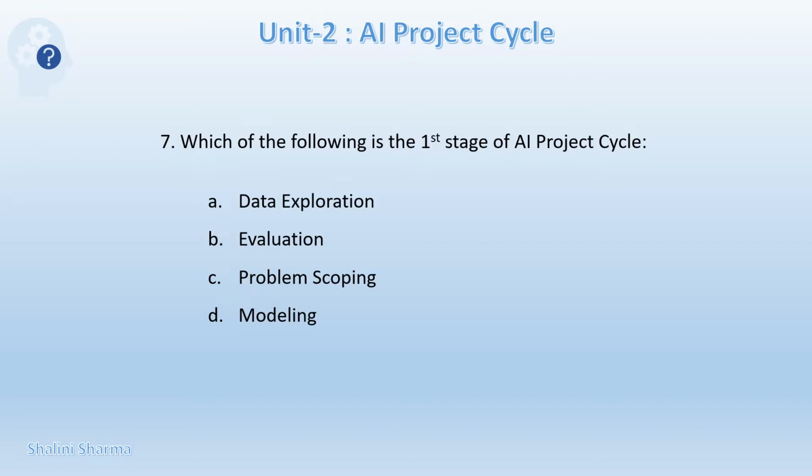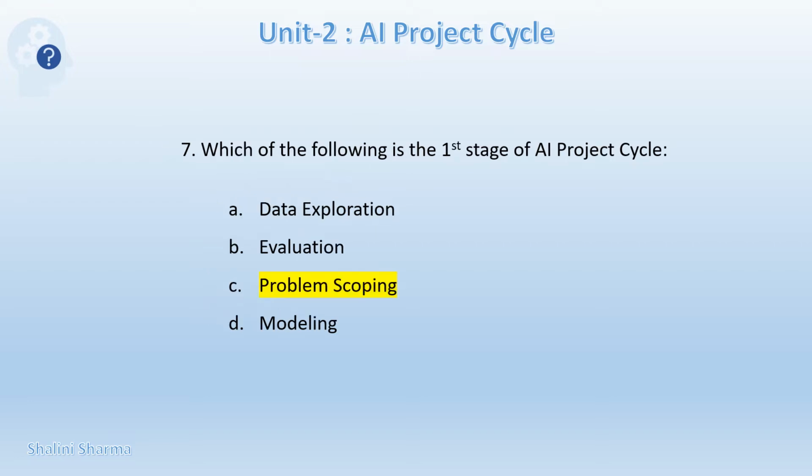Question 7. Which of the following is the first stage of AI project cycle? A. Data exploration. B. Evaluation. C. Problem scoping. D. Modeling. The correct option is problem scoping. As we all are aware, problem scoping is the first step and evaluation is the last step.